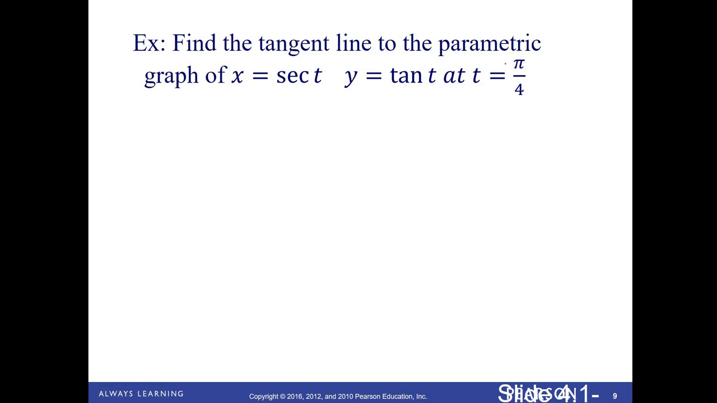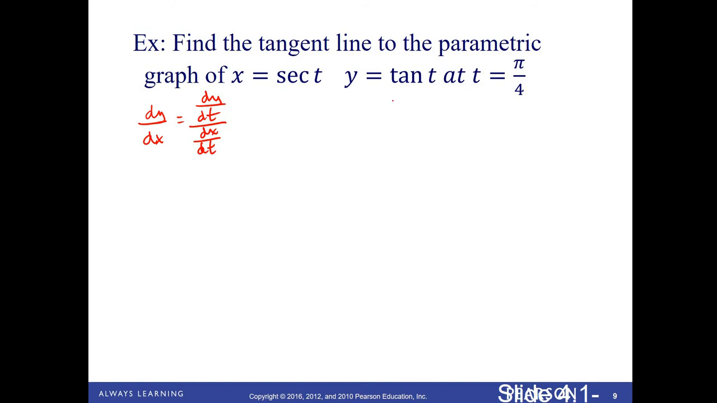So find the tangent line to the parametric graph of x equals secant t and y equals tan t at the point where t equals pi over 4. Okay, so first thing I need is to know that dy dx is dy dt divided by dx dt. I'm going to leave it this way for now. And first of all, find out what is my dy dt and my dx dt.